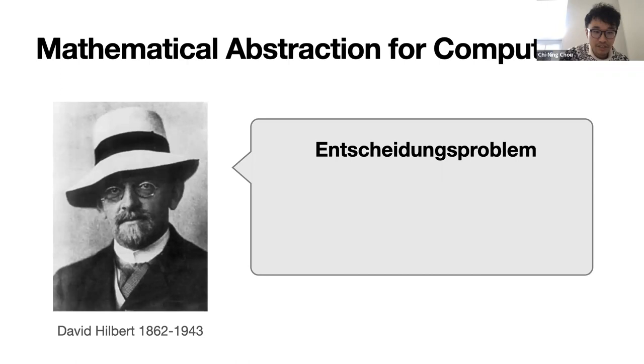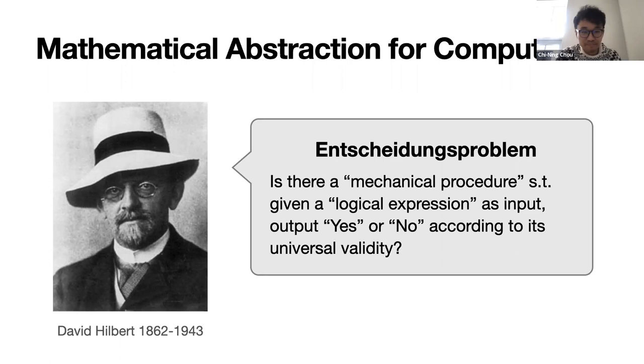He asked this, and maybe someone who knows German should correct me. I tried to learn how to pronounce it last night, but I now forgot. But basically it means the decision problem. For those who know how to pronounce it, feel free to correct me, but I'm sorry, I don't know German. What the problem is stating is the following. It asks whether there exists a mechanical procedure such that if I give you a logical expression or a mathematical problem, you tell me yes or no, according to whether it is true or not.